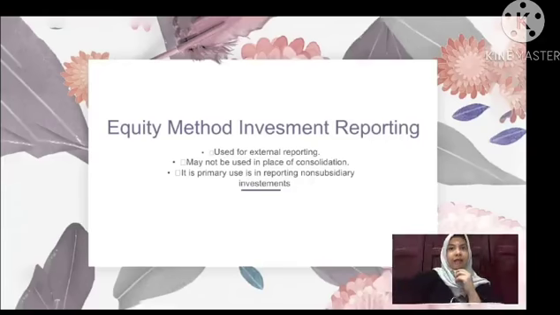Equity method investment reporting is used for external reporting when the investor exercises significant influence over the operating and financial policies of the investee and consolidation is not appropriate. It may not be used in place of consolidation if consolidation is appropriate. Its primary use is in reporting non-subsidiary investment.